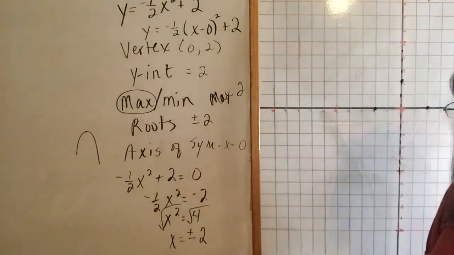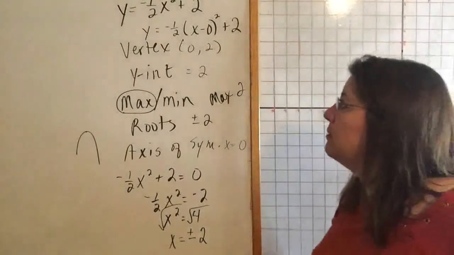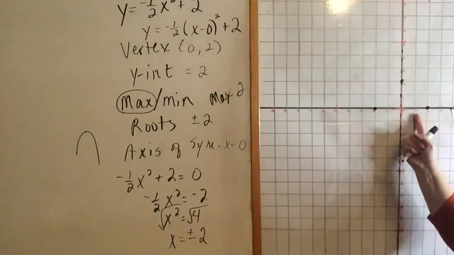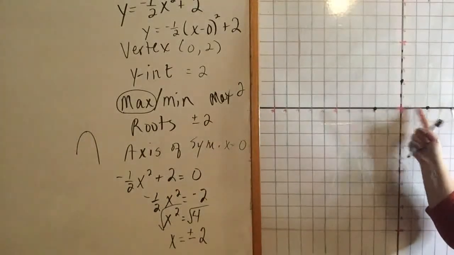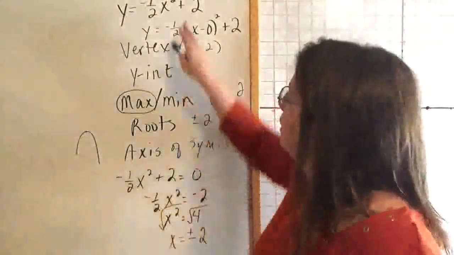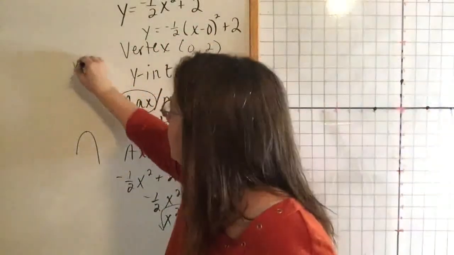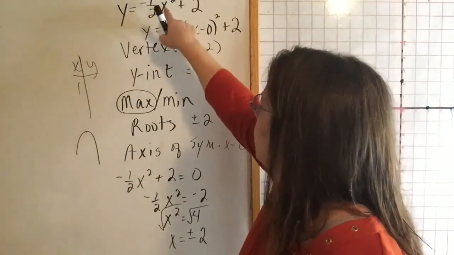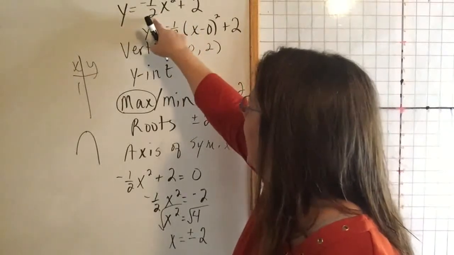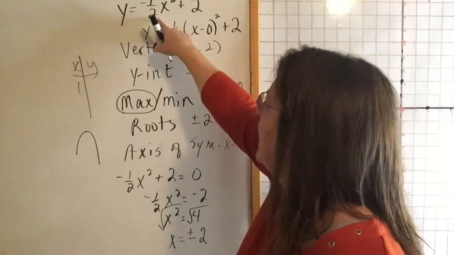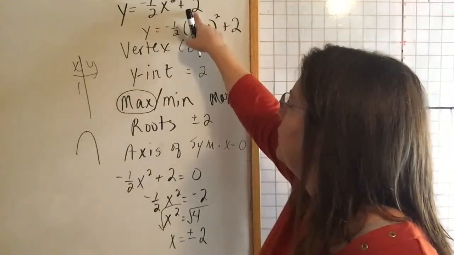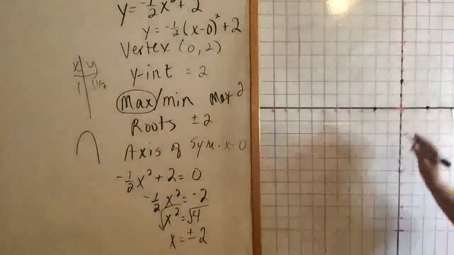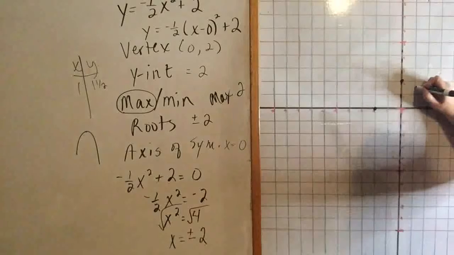And so I need 2 more points. It's probably going to be best if you just plug in another point. To make the math easy, I'm going to plug in 1 because I think that would be an easy point to plug in. I'm just going to plug it into the original. If I plug 1 into the original, 1 squared is 1. 1 times negative 1/2 is negative 1/2. And negative 1/2 plus 2 is 3/2, or 1 1/2. So if I were to graph that, I would go over to 1, up to 1 1/2.